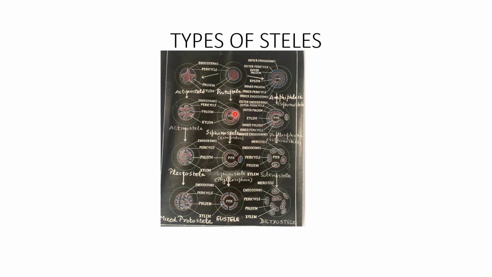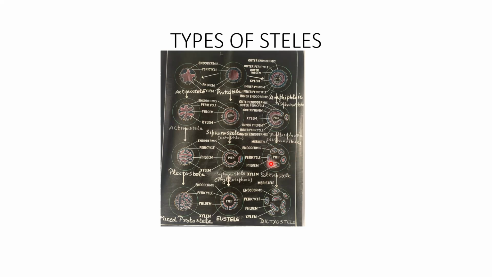Now, siphonostele, as we have discussed, is of two types, ectophloic and amphiphloic. In amphiphloic, xylem is surrounded on both sides by the phloem. But if there is a leaf gap, then it is called phyllosiphonic siphonostele. A single leaf gap is there. But if there are many leaf gaps and they are non-overlapping, then it is called solenostele.